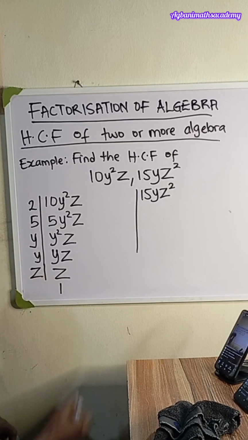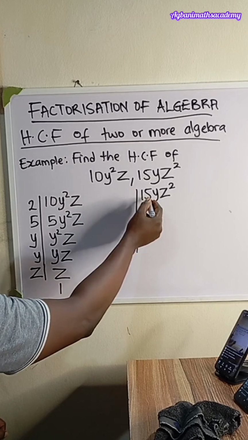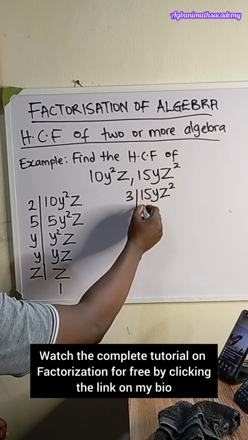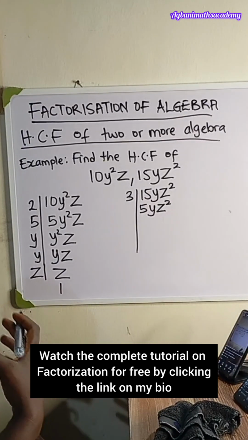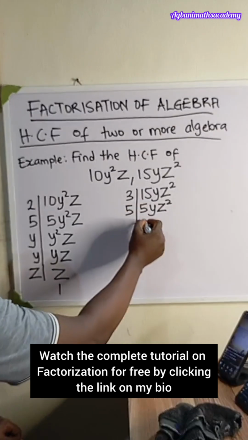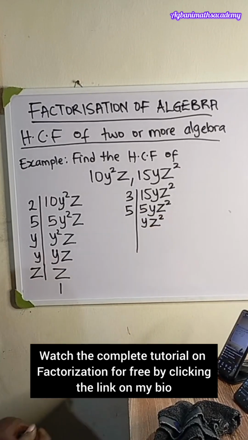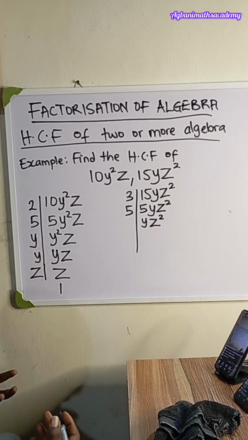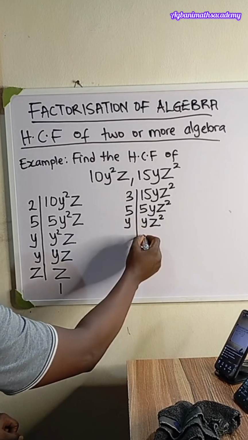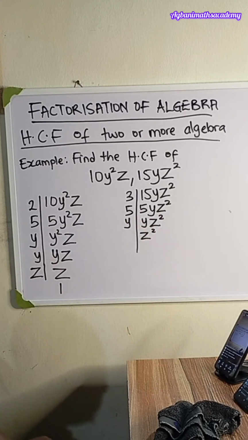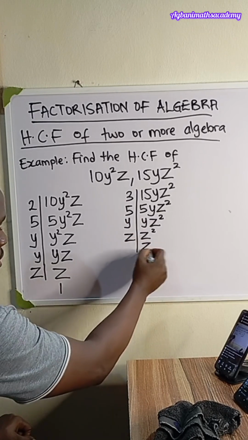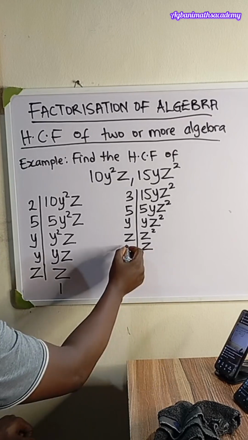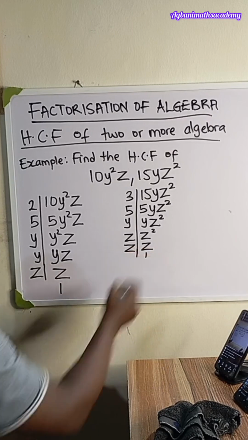Okay? So we go to this one. What is going to divide first is 3. This will give us 5yz squared. Then we divide by 5. This will give us yz squared. Now we are done with the numbers. We go to the alphabet, we divide by y. This will give us z squared. And then we start dividing by z, or "zed" according to some of my students. This will give us z. And finally we divide by z again, and this will give us 1.